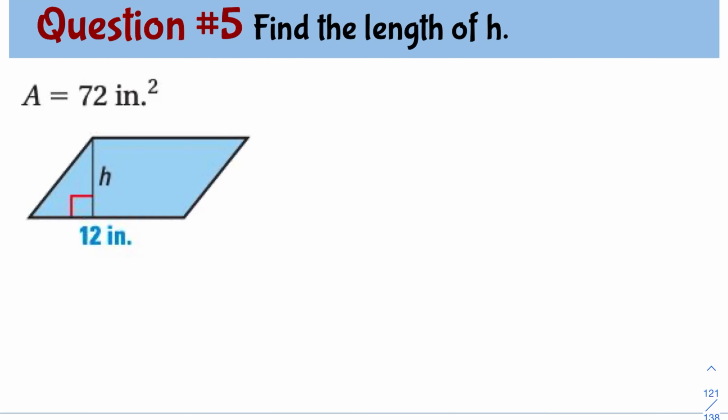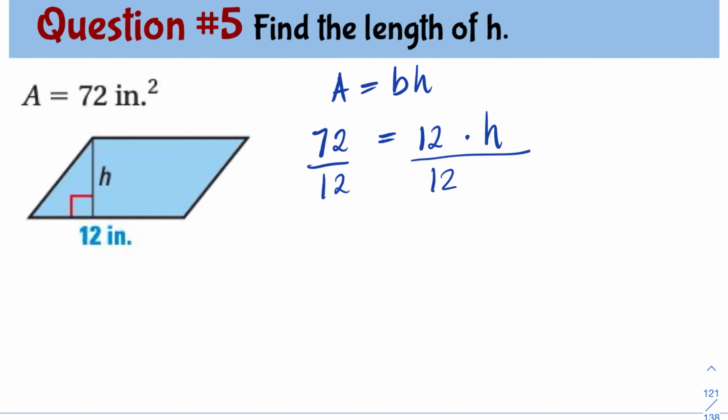Question number 5. Find the length of the height h. Using the formula area is equal to base times height, we can plug in the given. The area is 72 square inches, base is 12 inches, and the height is unknown. So now solving for the height, we can divide both sides by 12. 72 divided by 12 is 6. 12 divided by 12 is 1. So the right side is just h. So the measurement of the height is 6 inches.